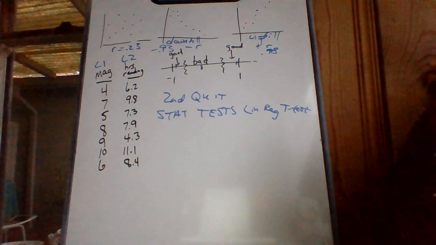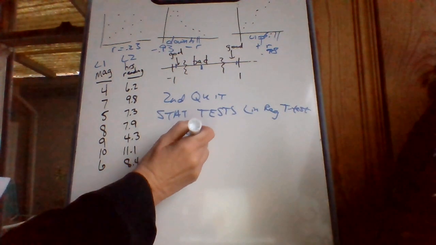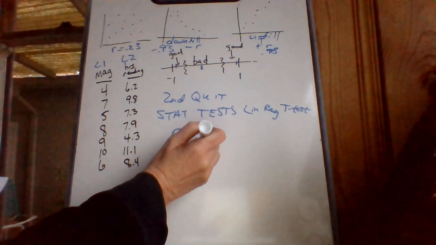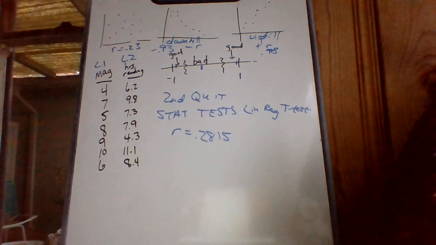But eventually it says R. It also says R squared, but I'm going with R. 0.28, 0.755. I'm not sure if the calculator gives me something slightly different.